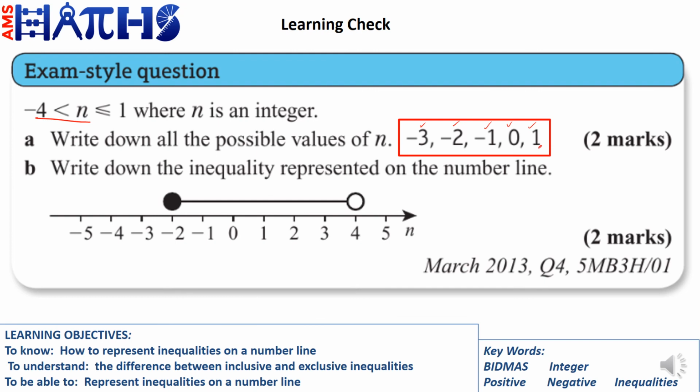Alright? For part B, it says write down the inequality represented on the number line. So that's our inequality. Our reference is at -2 and 4. -2 is shaded in, so therefore we put less than or equal to. We see the values, of course, are bigger than -2 and less than 4. So that would be the inequality.